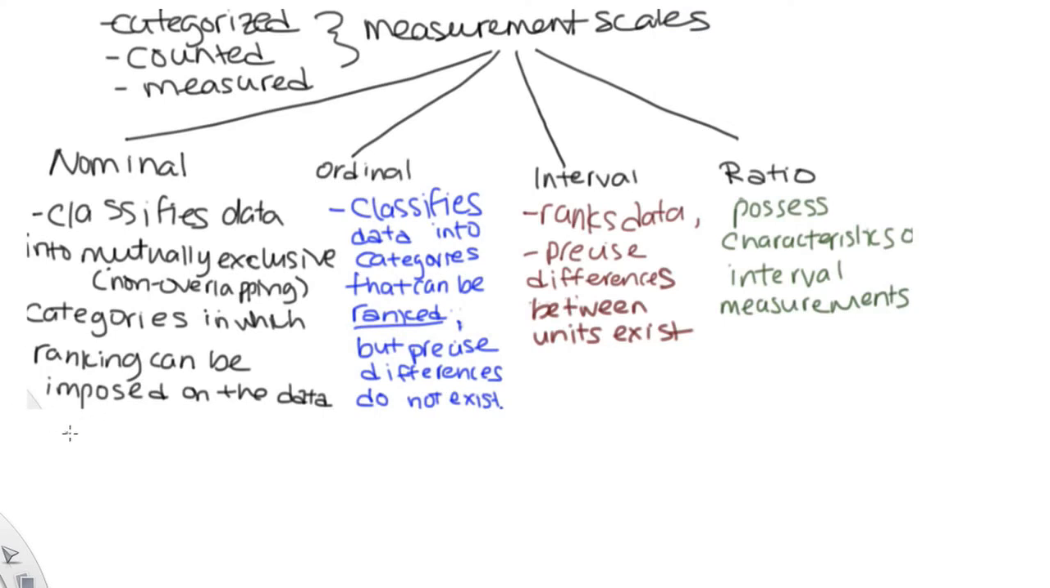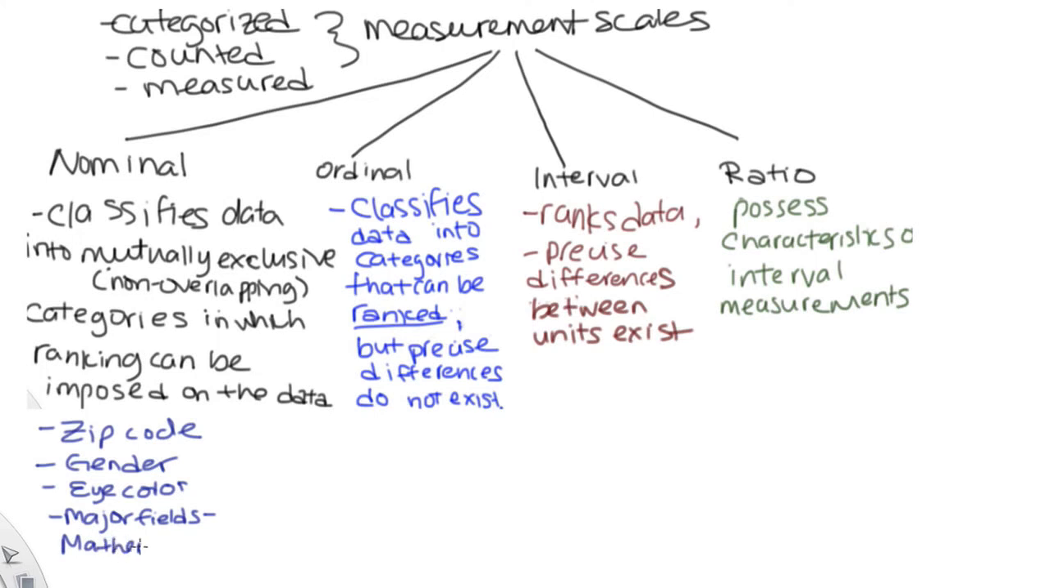So just to give examples for some of these, nominal level, again, classifies data into mutually exclusive, non-overlapping categories, where no ranking can be imposed on the data, such as zip code, gender, eye color, major fields, such as mathematics, business, etc.